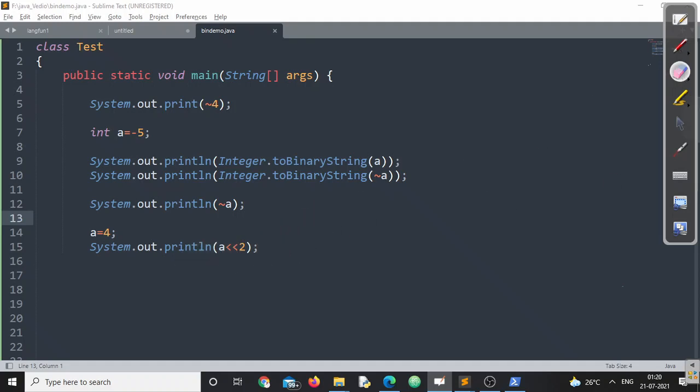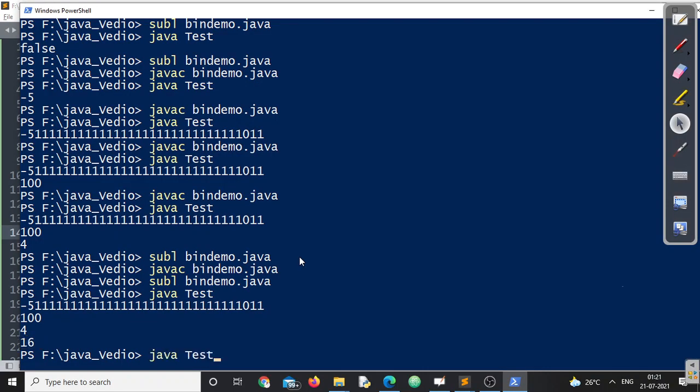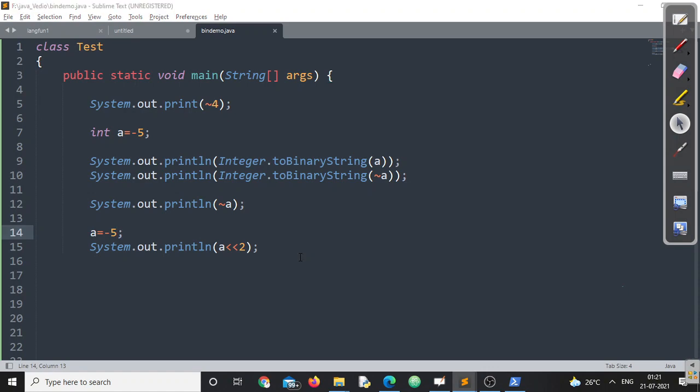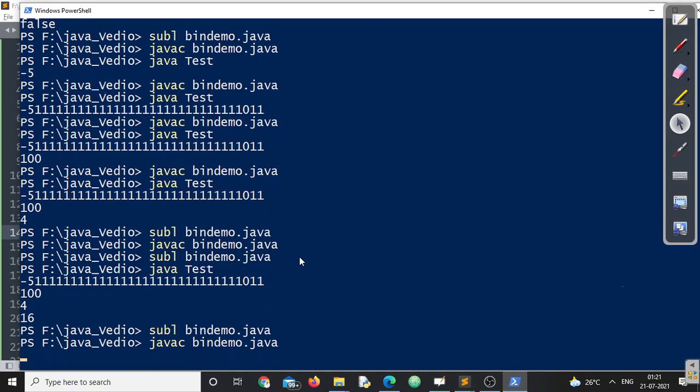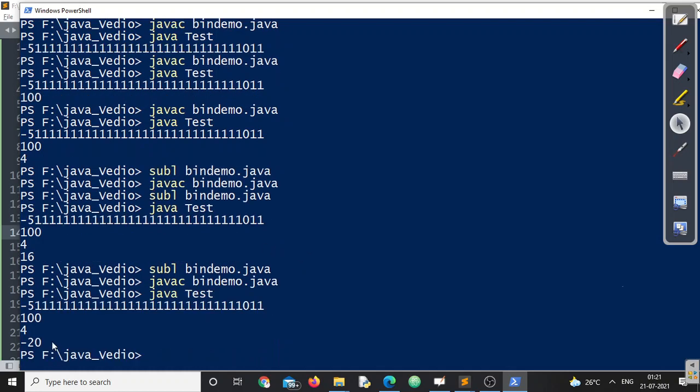Similarly, if we write a is equal to minus 5, we have seen that the value should be how much? That value should be minus 20. 16 plus 2, 18 and minus 20. I think that one we have calculated. Let's see whether our calculation is fine or not. Yeah, it's absolutely fine. You can easily cross check, right?